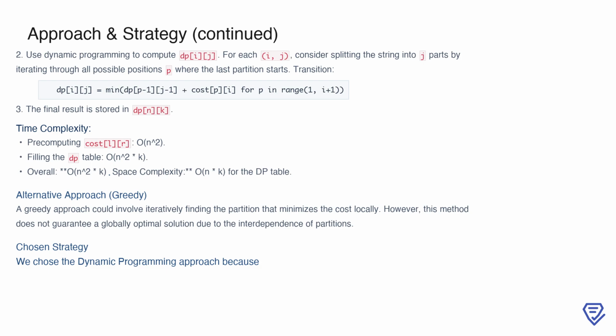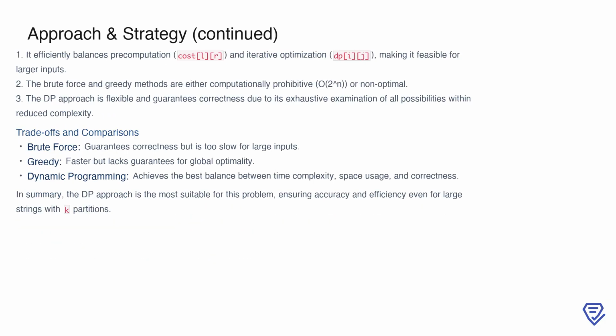While there is an alternative greedy approach that focuses on minimizing the cost locally at each step, it cannot guarantee a globally optimal solution because of the dependencies between partitions. The dynamic programming approach stands out as the chosen strategy for this problem due to its balance of efficiency and correctness. By precomputing the values of cost[L][R] and iteratively optimizing the dp[i][j] states, this method ensures that the solution is both scalable and accurate for larger inputs.